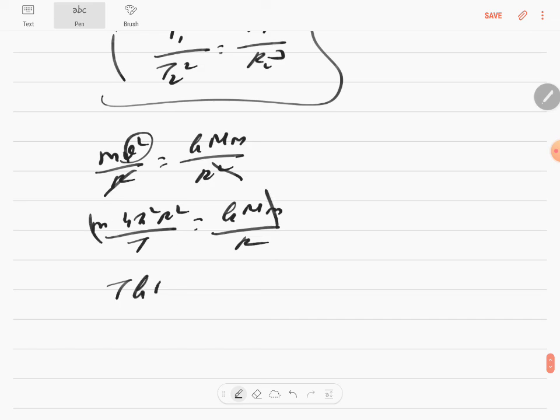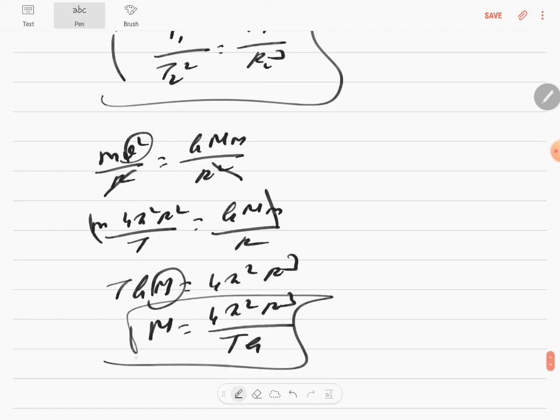So 4 pi square r square by capital T square is equal to G capital M small m by r. Then by cross multiplying, small m gets cancelled, and T square G M equals 4 pi square r cube. So you can find the mass of any planet by using 4 pi square r cube by T square G. You get a formula to find the mass of the planet.